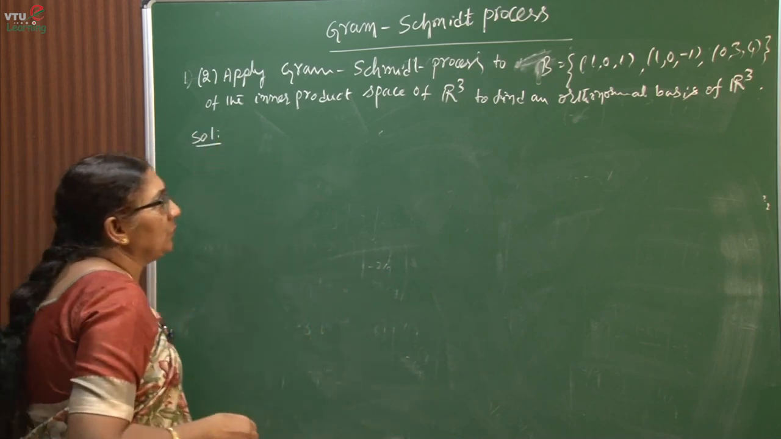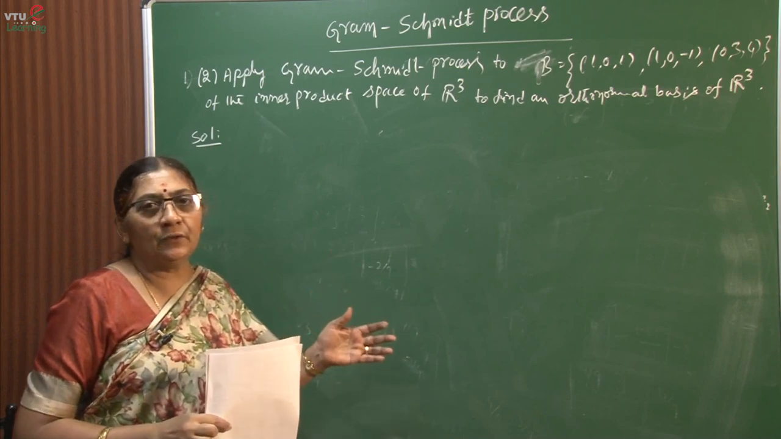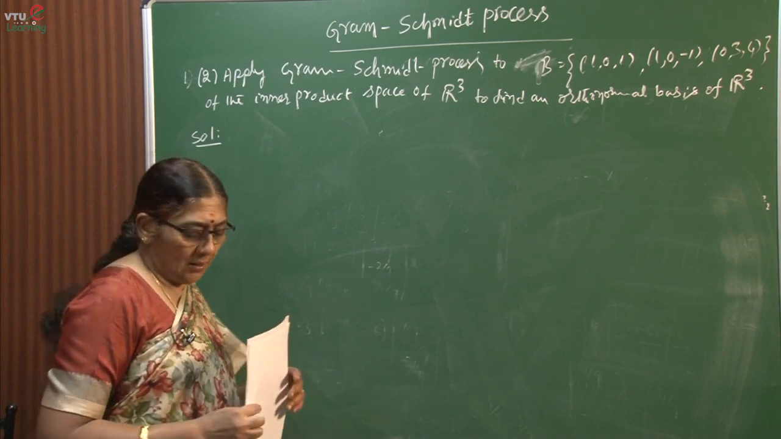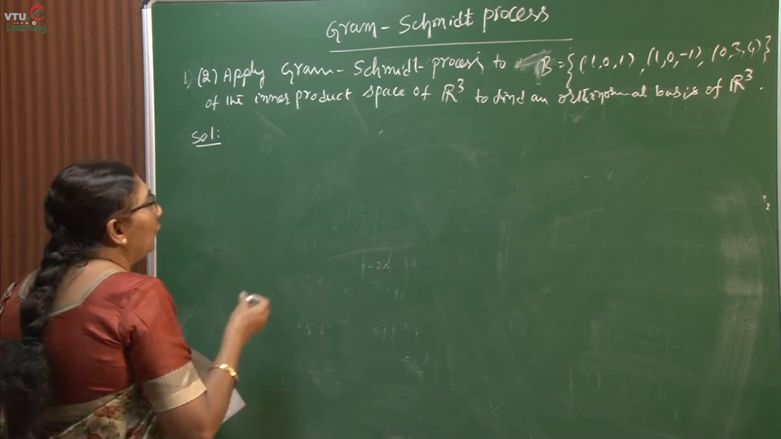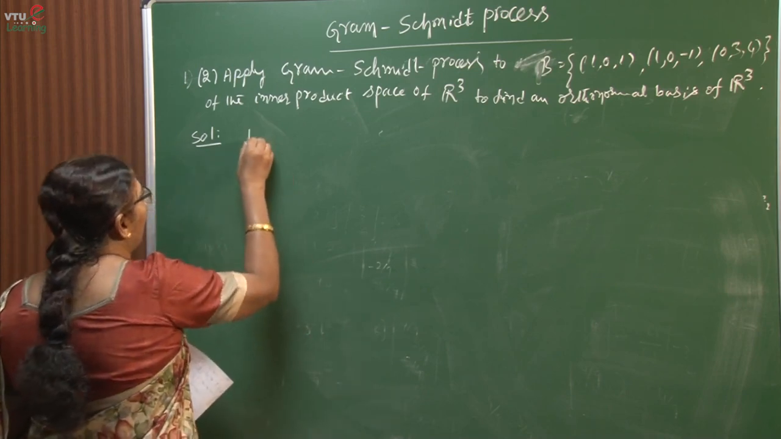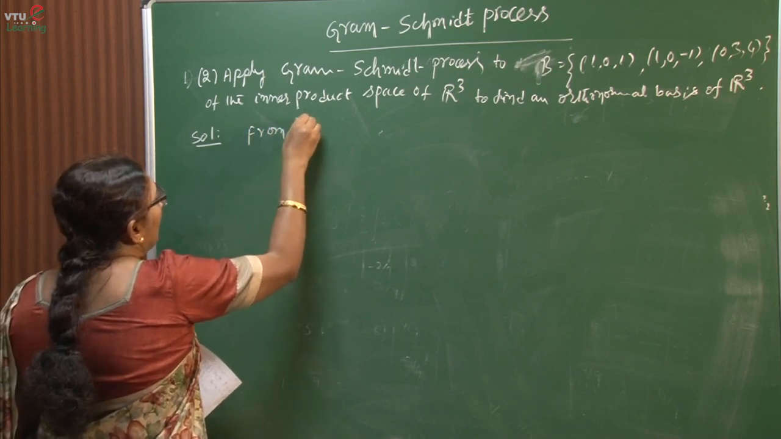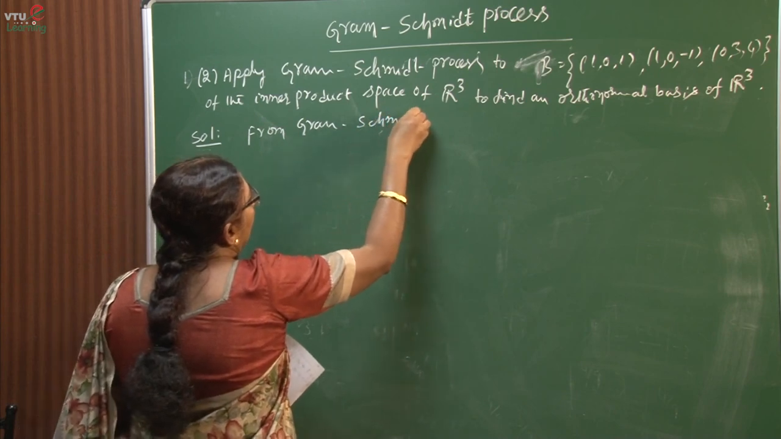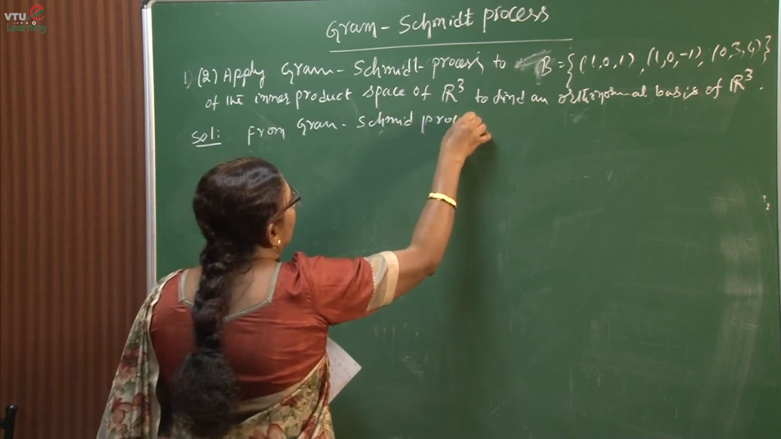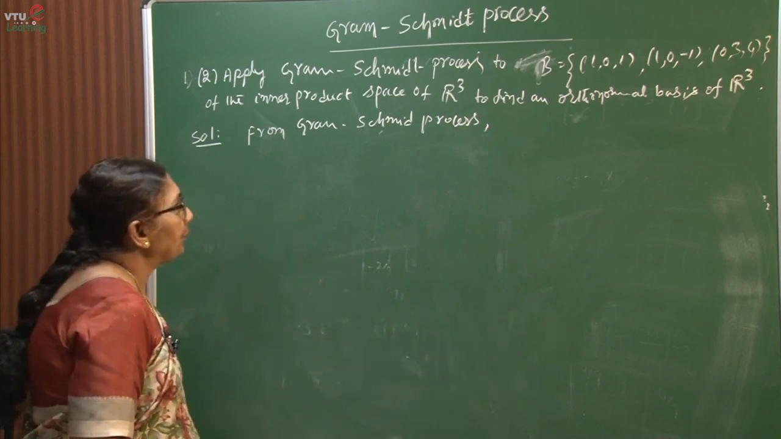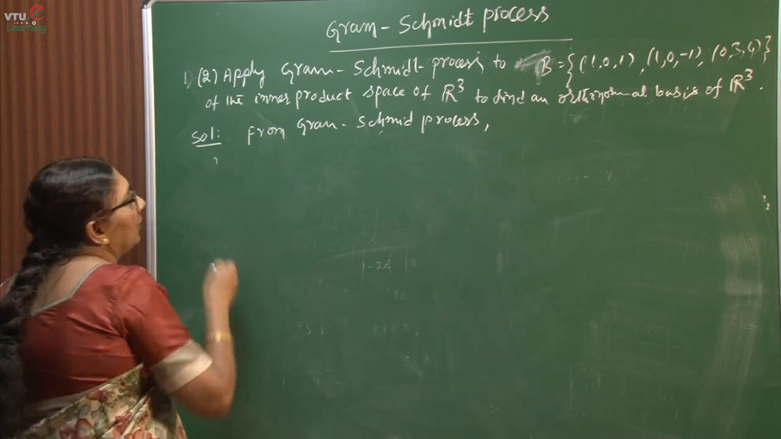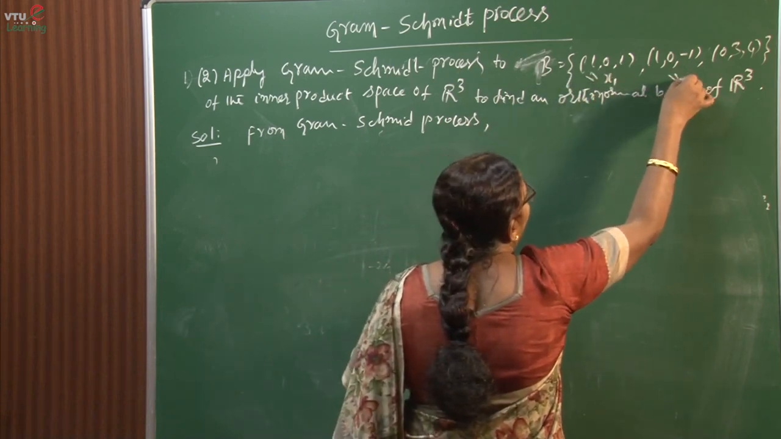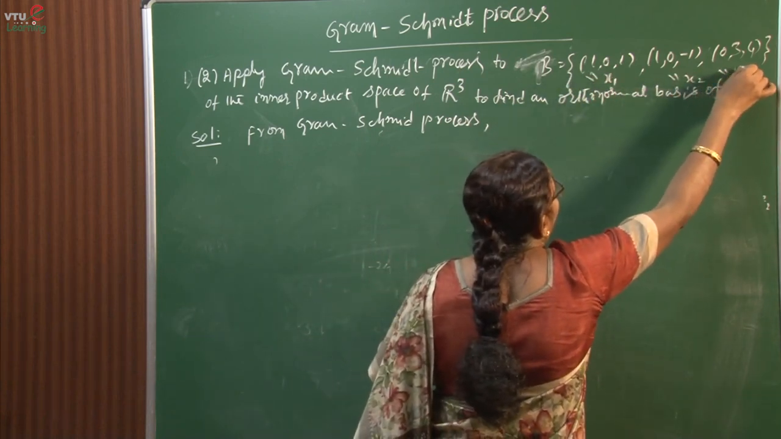First, if you want to find an orthonormal basis, first you find out an orthogonal basis. How to find it? Now, apply the Gram-Schmidt process to this problem. Okay. For my convenience, what is given in the problem, I'll take as x1, x2, and x3, that's all.